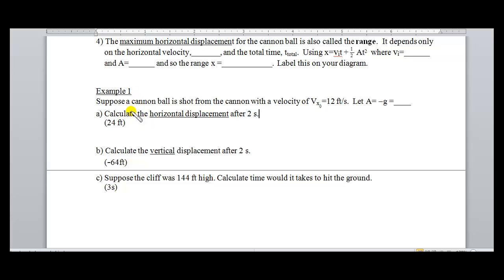Now let's look at an example. Suppose this cannonball is shot from the cannon with an initial velocity, original velocity Vx sub 0, equal to 12 feet per second. Now since we're using English units, feet per second, then our acceleration, again it's downwards, minus g, what should be the numerical value? It's not 9.8. What goes in this blank? And then what I'd like you to do is to calculate the horizontal displacement after 2 seconds have passed, and I've given you the answer here, and also calculate the vertical displacement after 2 seconds have passed. So push that pause button and get out your calculator, and we'll compare answers.